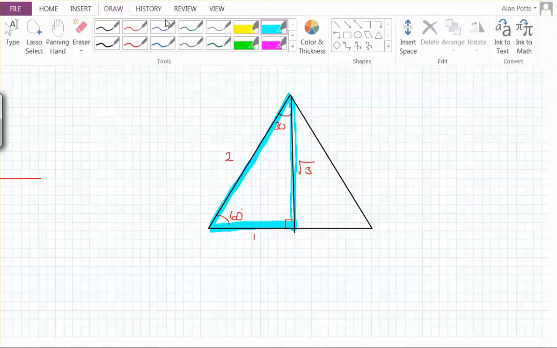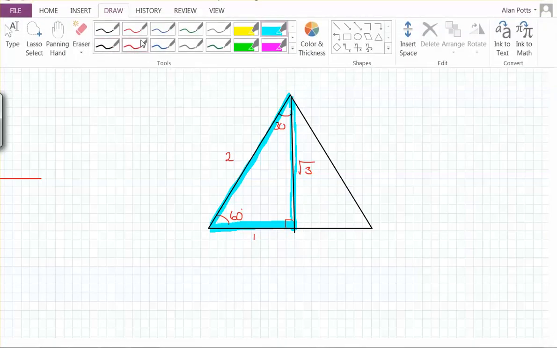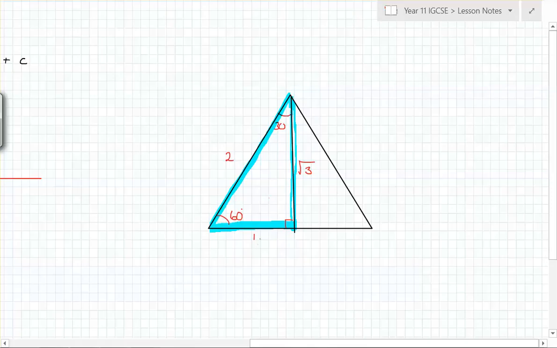So sine of 30, opposite over hypotenuse. Cos of 60, adjacent over hypotenuse. Tan of 60, opposite over adjacent. Tan of 30, 1 over root 3.